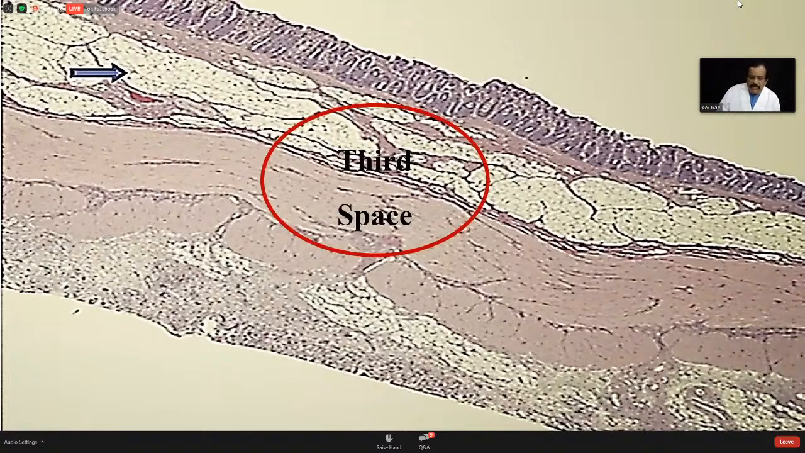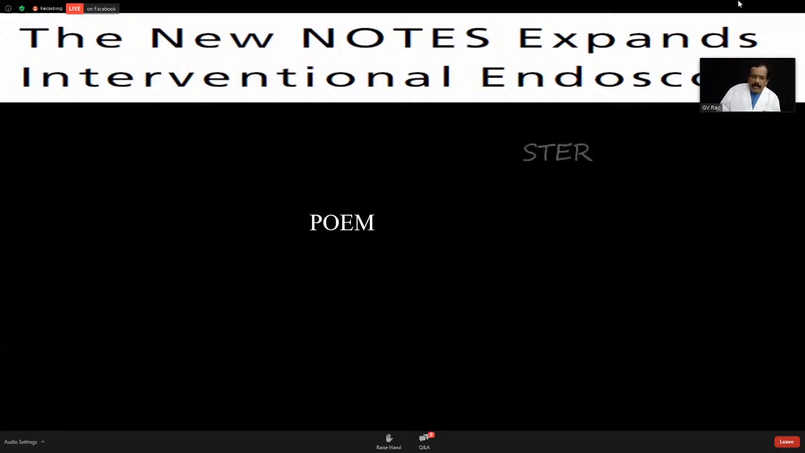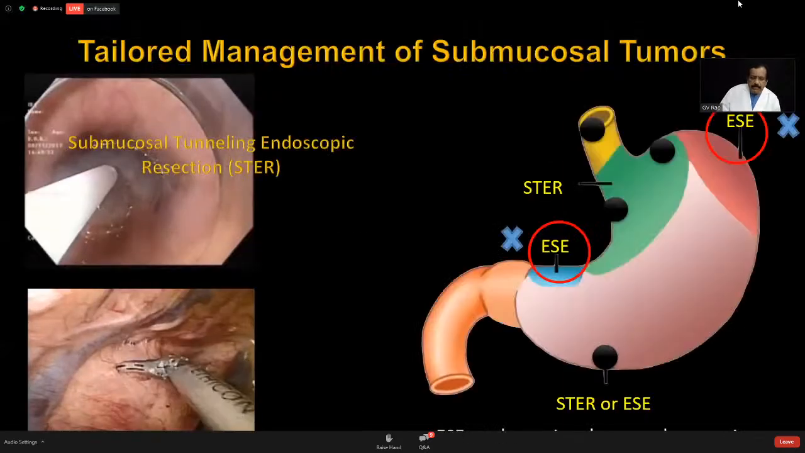Third space endoscopy, yes, it's a big new area in the endoscopic arena. This is basically because we have a better understanding of subepithelial tumors, which are being increasingly detected. We know better their biological behavior, and segmental minimally invasive resectional techniques based on sound oncological principles have been developed, and there are better functional outcomes and faster recovery. And so umpteen number of these procedures have come. I think Philip has already shown you all these procedures. I'll show you a couple of these.